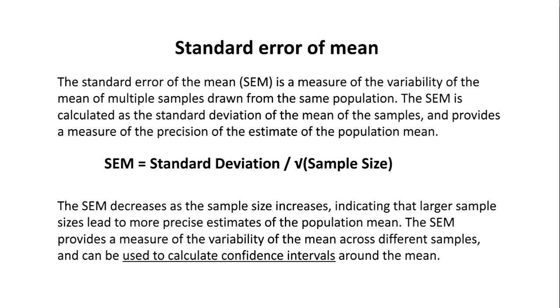SEM equals standard deviation by square root of sample size. The SEM decreases as the sample size increases, indicating that larger sample sizes lead to more precise estimates of the population mean. The SEM provides a measure of the variability of the mean across different samples, and can be used to calculate confidence intervals around a mean.